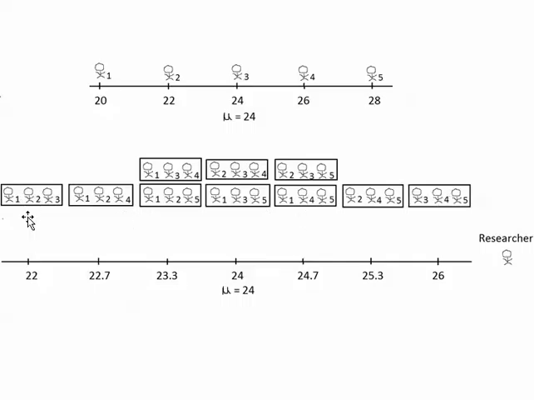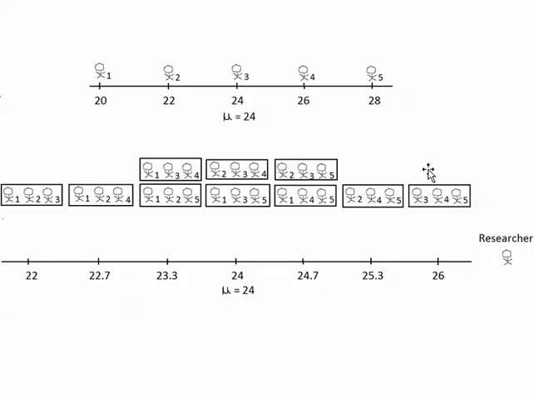So here's one possible sample of 3 people, person 1, 2, and 3. Their ages are 20, 22, and 24, and those 3 people have a mean of 22. The mean of their 3 ages is 22. That's why this sample is above 22 right here. So they're the lowest possible sample. Person 3, person 4, and person 5, their ages are 24, 26, and 28. So they have a mean of 26. They're the highest possible sample in the sampling distribution.